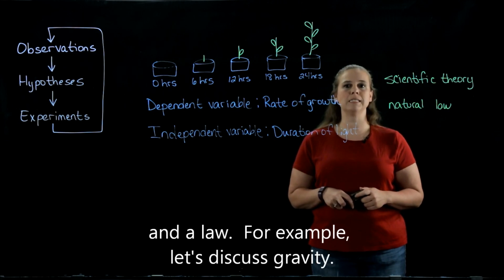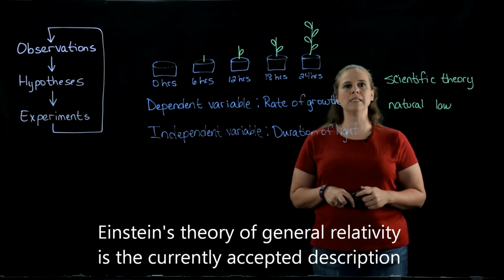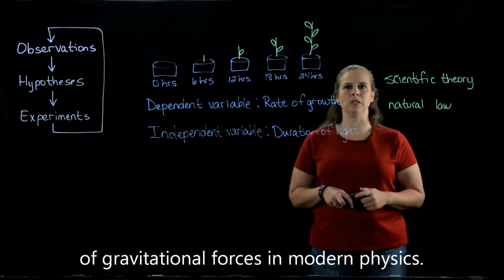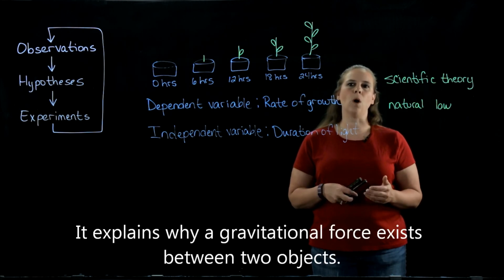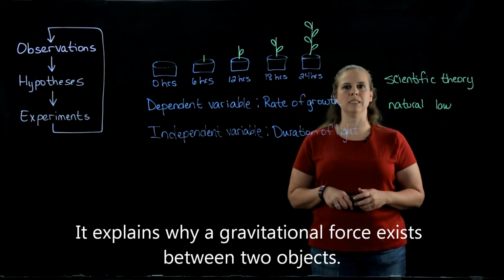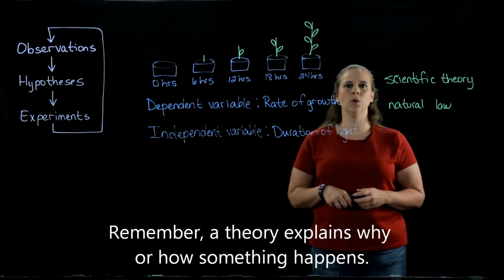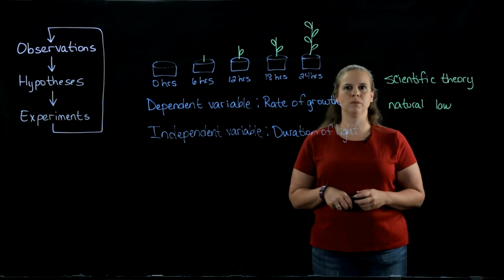For example, let's discuss gravity. Einstein's theory of general relativity is the currently accepted description of gravitational forces in modern physics. It explains why a gravitational force exists between two objects. Remember, a theory explains why or how something happens.